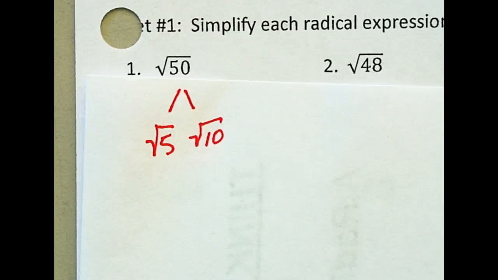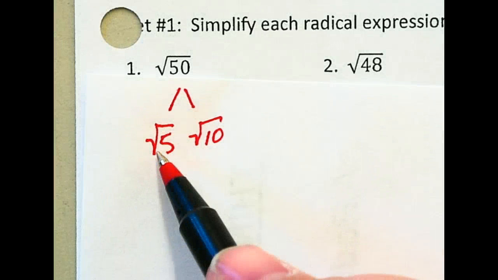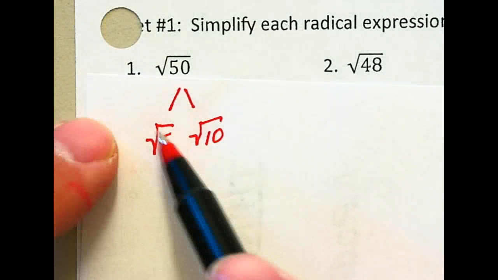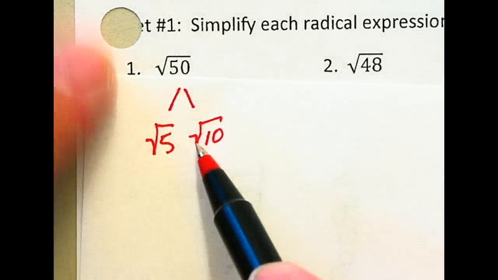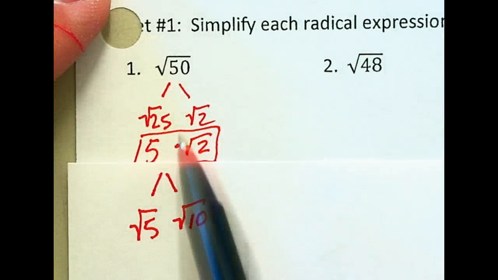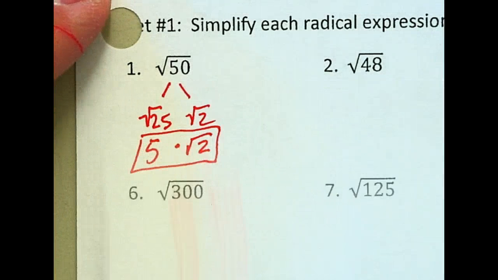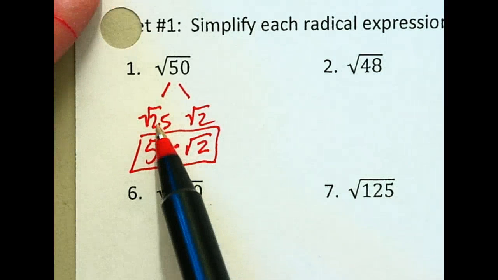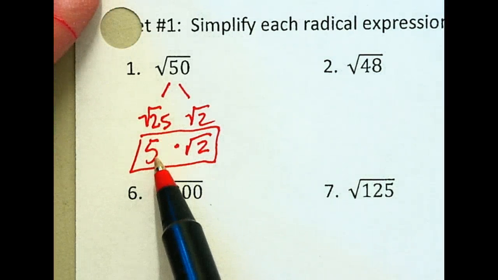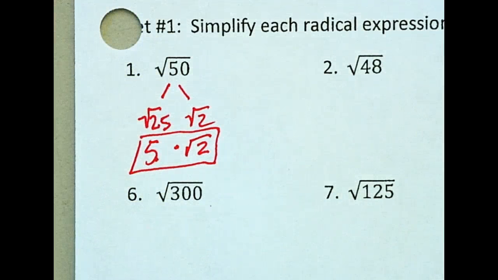Yeah, neither of these are perfect squares. So the only numbers you want to break 50 into are ones that are perfect squares. The only perfect square that goes into 50 is 25. So we don't want to use 5 or 10 because neither of those are perfect squares. They don't help us. The 25 helps us because then we could take the root of that to get 5. It's a very good question. All right. Any other questions?